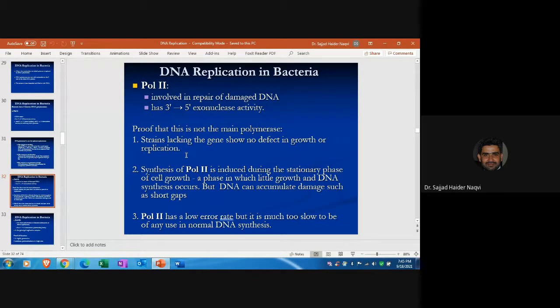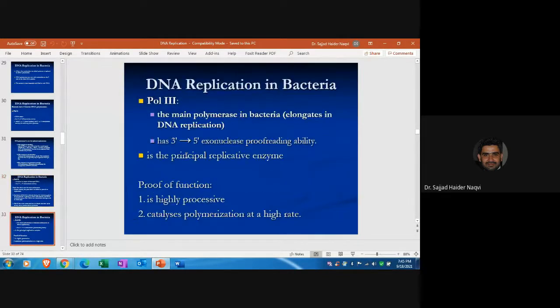Similarly, synthesis of polymerase 2 is induced during stationary phase of the cell growth. If you remember, I mentioned to you the cycles of the cell growth. A phase in which little growth and DNA synthesis occurs. So that's why this is not the main enzyme. And third point is the polymerase 2 has a low error rate, but it is much too slow, just like polymerase 1, to be used for DNA synthesis. So these are the points why DNA polymerase 2 is not the main enzyme doing the new strand synthesis.